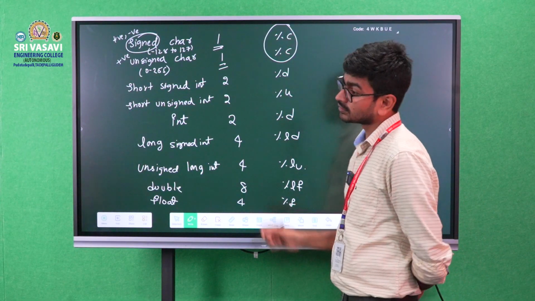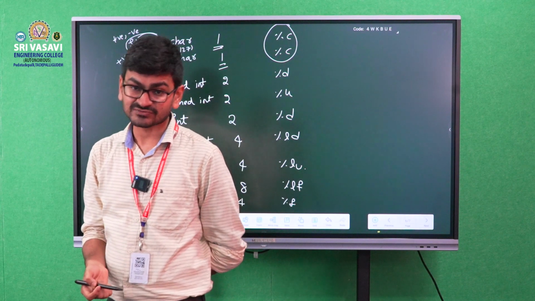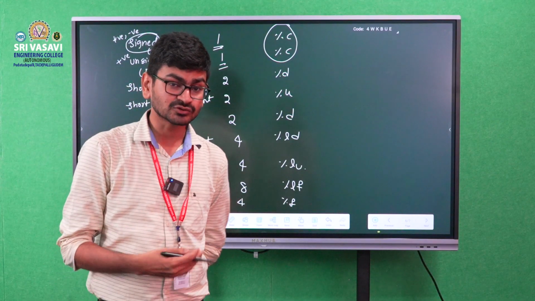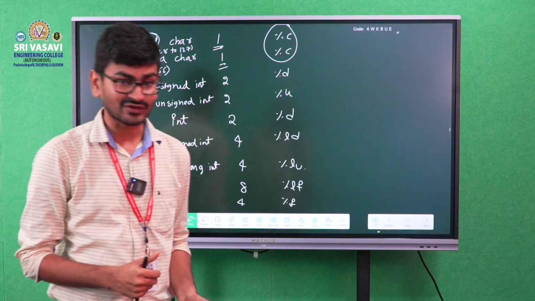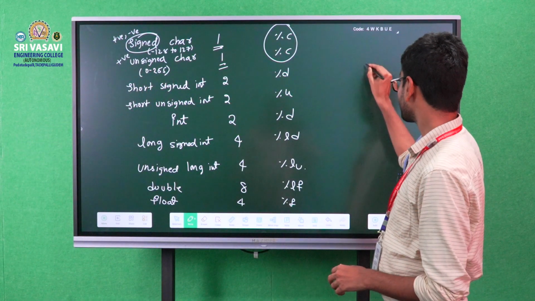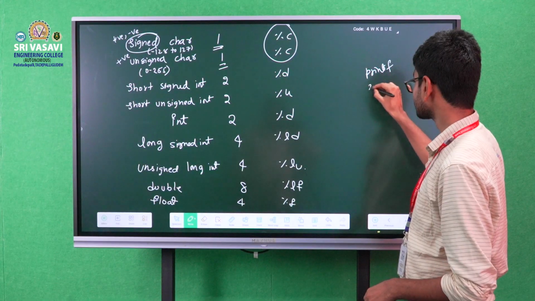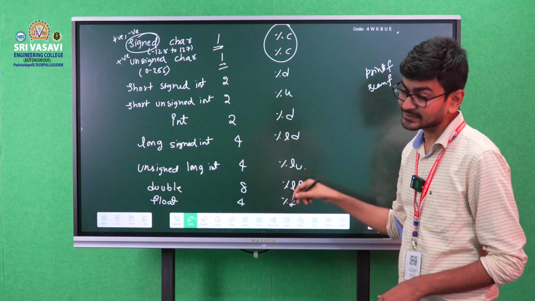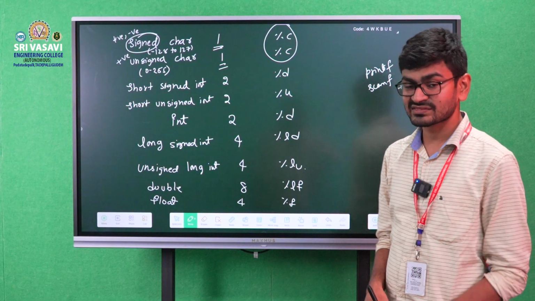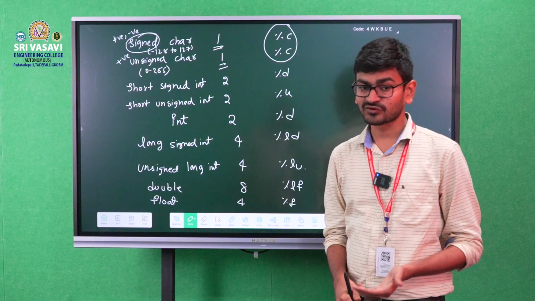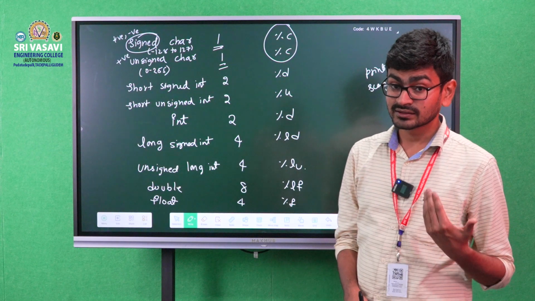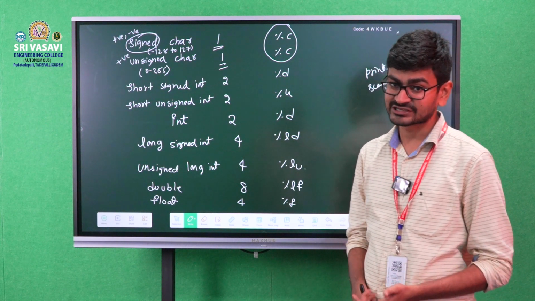So there comes another question: what is a format specifier? A format specifier is a way of telling the compiler in which format we are going to print that value. These format specifiers should be used in the functions called printf and scanf only. printf is print formatted and scanf is scan formatted. printf is the output function which is declared in stdio.h, and scanf is an input function which is declared in stdio.h as well.